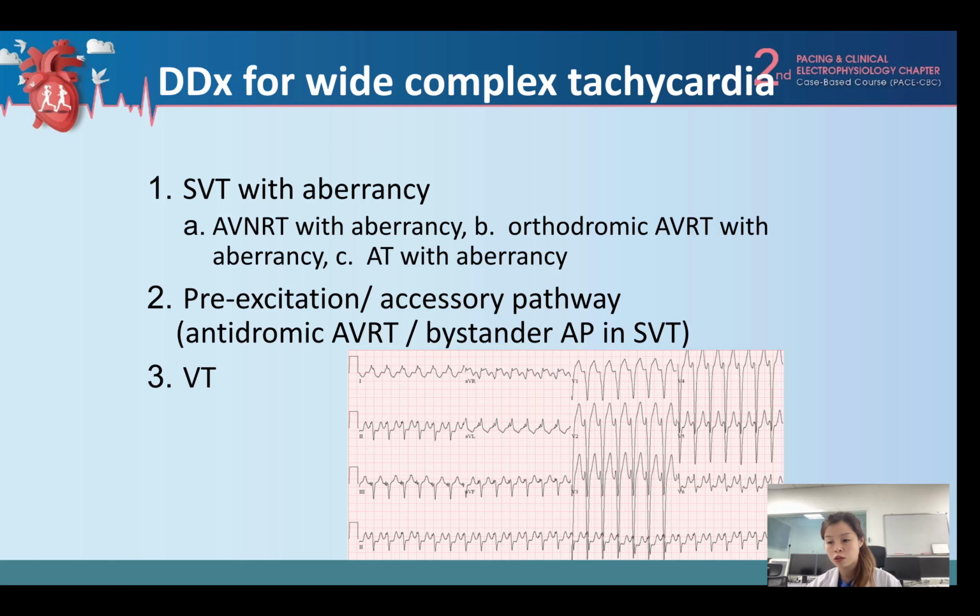Important differential diagnoses for wide complex tachycardia include three important mechanisms. The first one would be SVT with aberrancy, which could be AVNRT, orthodromic AVRT, or AT with aberrancy. The second important mechanism would be pre-excitation or accessory pathway. The accessory pathway could participate in the tachycardia, that is antidromic AVRT, or it could be a bystander with underlying SVT. The third mechanism would be ventricular tachycardia.